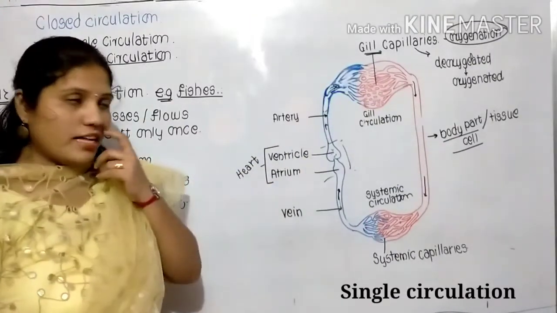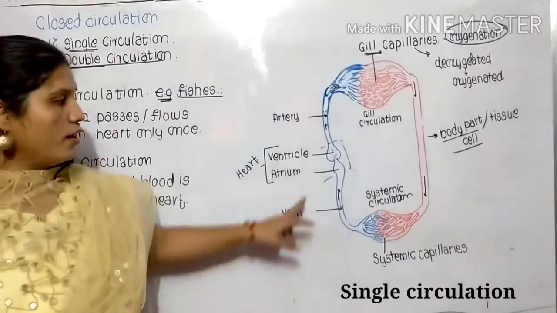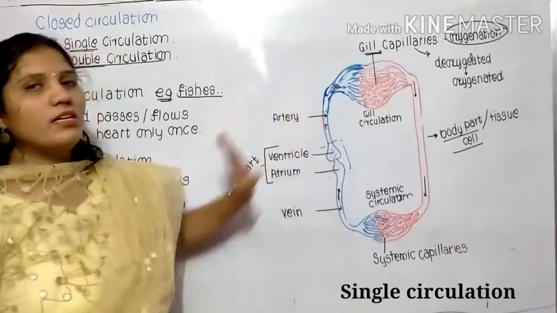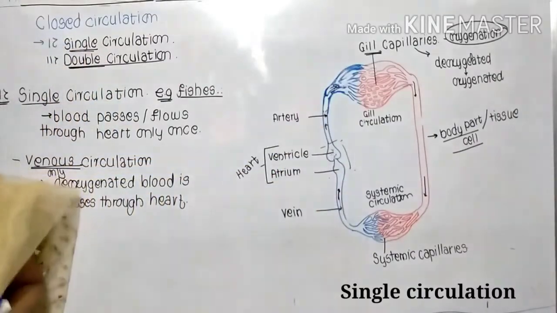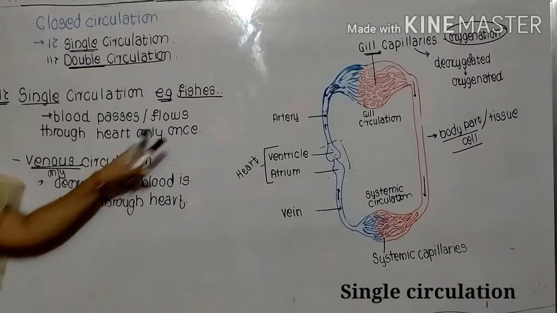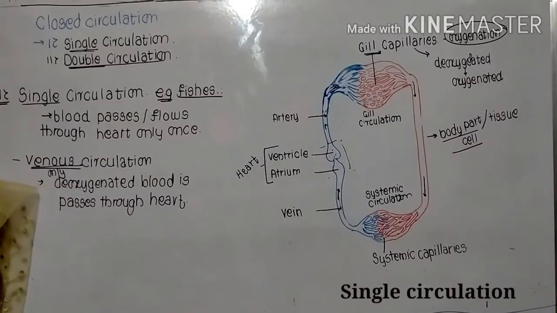As I have already explained, venous circulation means that only deoxygenated blood passes from this heart. That's why it is known as venous circulation. And this type of circulation occurs only and only in fishes. Okay?